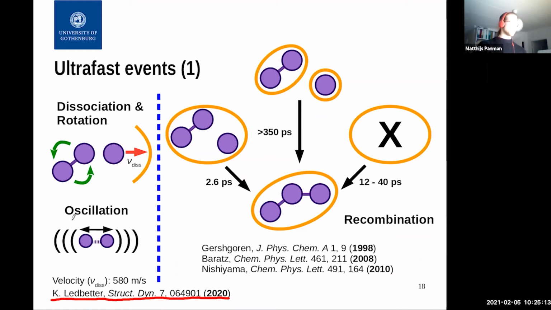You also expect to see coherent oscillations of the product, because the product is formed coherently. As I said before, you have the geminate recombination, which occurs with roughly 2.6 picoseconds. You have the non-geminate recombination, and the state X, depending on which study you look at, has a recombination to the ground state of between 12 and 40 picoseconds.